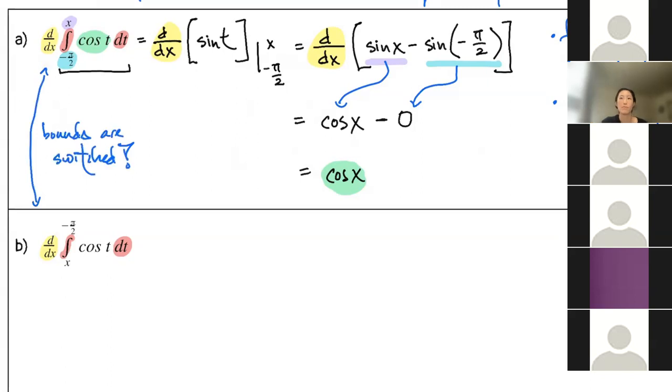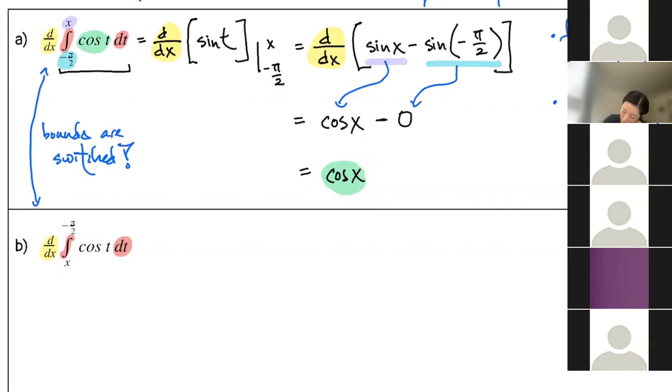Based on what we know, what do we predict is going to be changed in our new answer? All right, we talked about bounds being switched here last week. Maybe they will be negative. Okay, so that's our prediction right now, that maybe we're going to go through this whole process, which is the long way. But when we get to the end, we might predict that we have a negative cosine instead of a regular cosine.